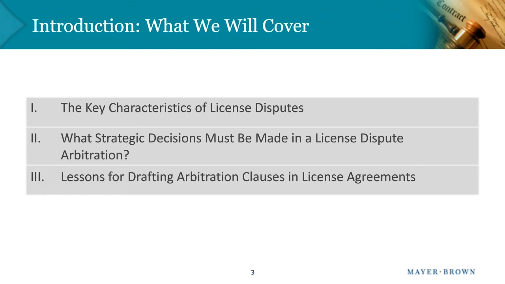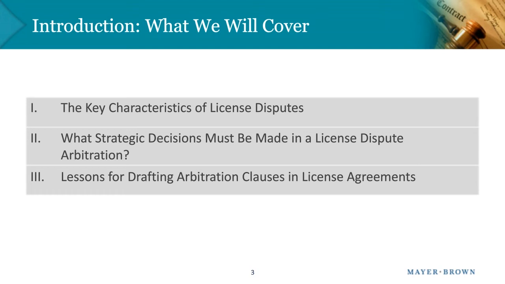Second, we are going to discuss what happens once a dispute has arisen between you and another party to a license agreement. Specifically, we will go over some of the important strategic decisions that will need to be made in the arbitration, from the selection of arbitrators to the scope of discovery to the use of witnesses.